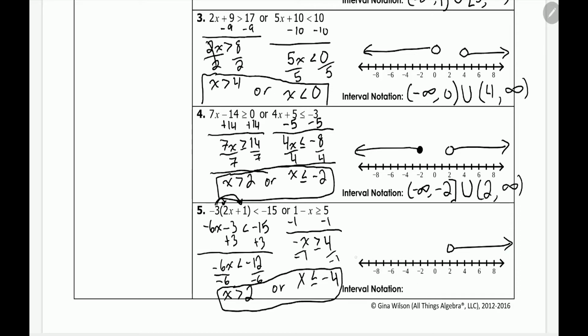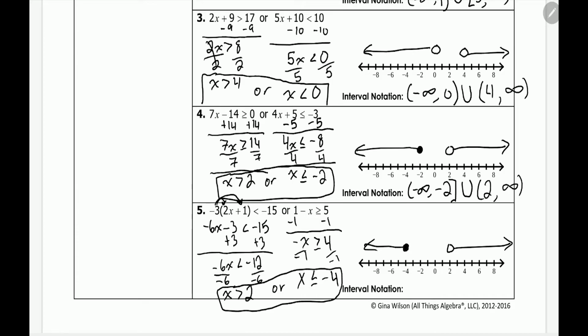That's the first one. We have x is less than or equal to -4. So we go to -4. We have a closed circle because it's less than or equal to. And we're looking for the numbers that are less than, and they are located to the left.